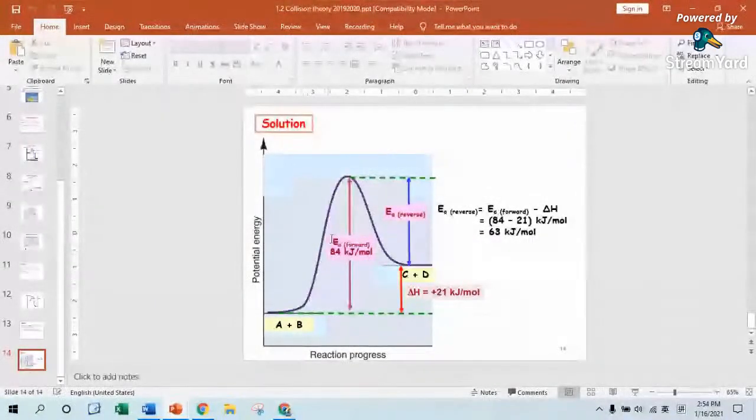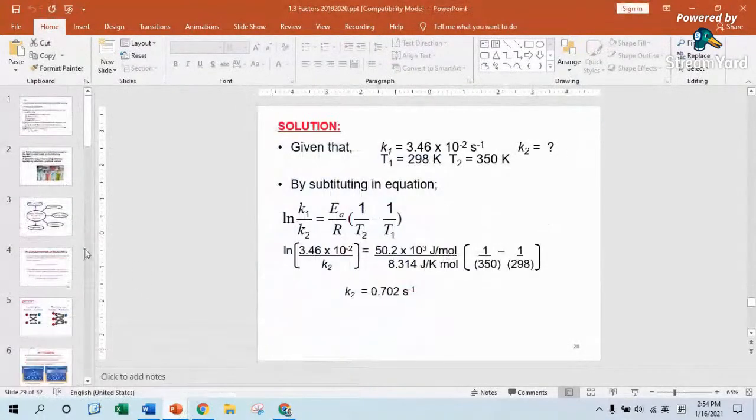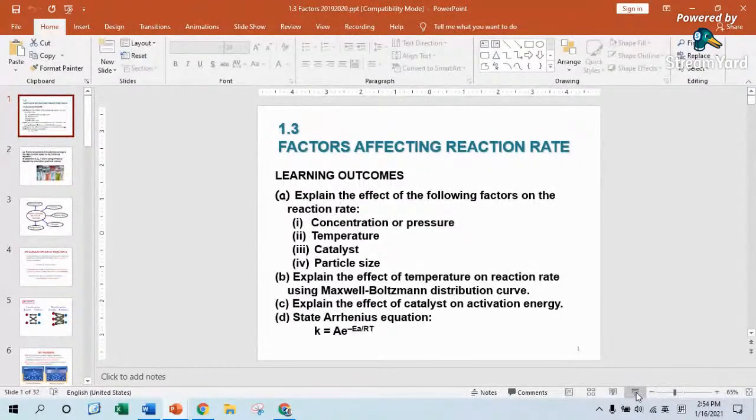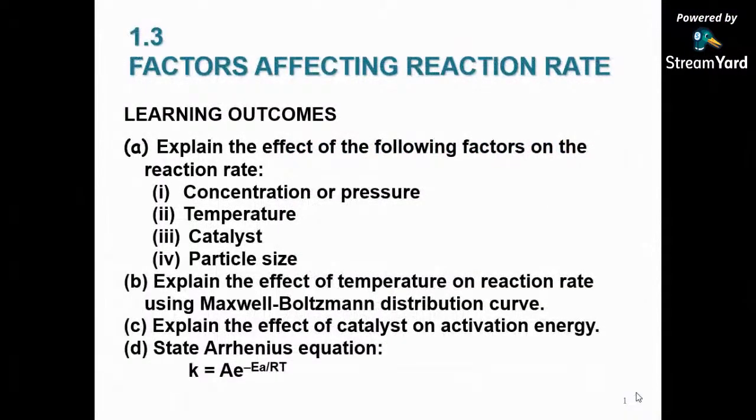Okay, so this is for 1.2. Okay, 1.3: half is simple, half is calculation, and half is about explanation. Factors affecting reaction rate. So there are five. Actually, it's five.